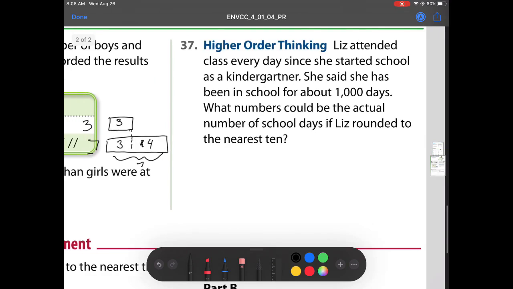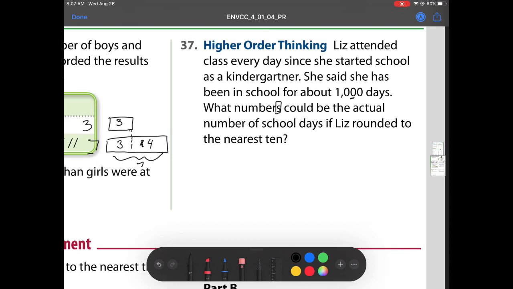Heading on to number 37. Liz attended class every day since she started school as a kindergartner. She said that she has been in school for 1,000 days. What numbers could be the actual number of school days if Liz rounded to the nearest 10? So right here we have this nearest 10 spot. It doesn't tell us, it just says what numbers, so I'm going to pick more than one answer. I need something that rounds to 1,000.